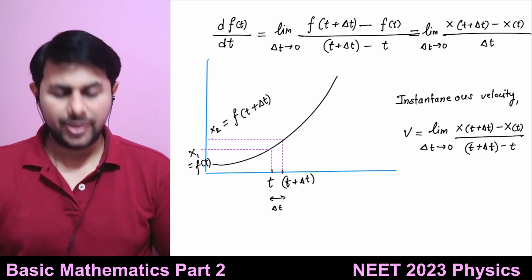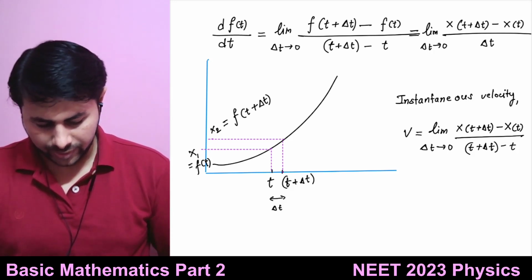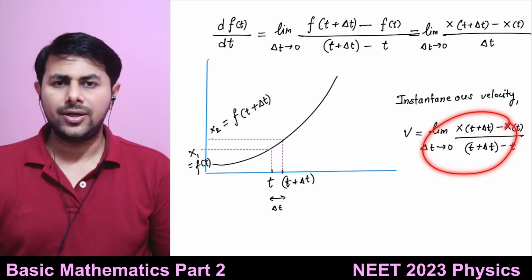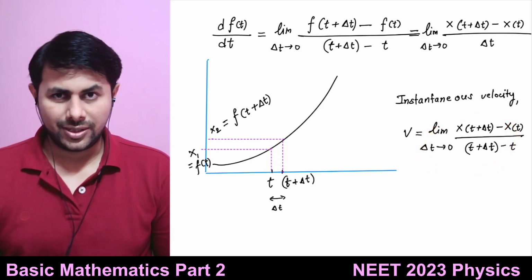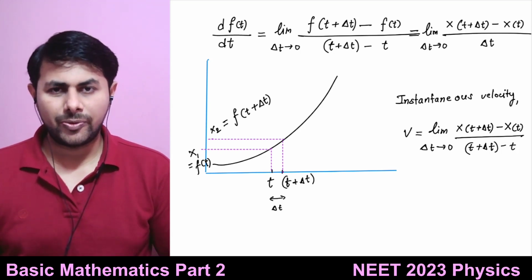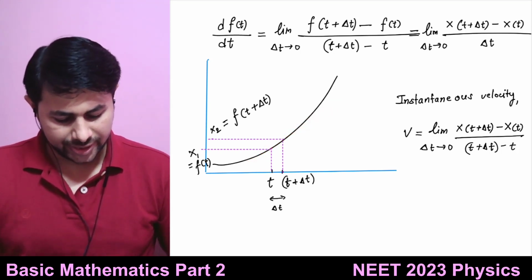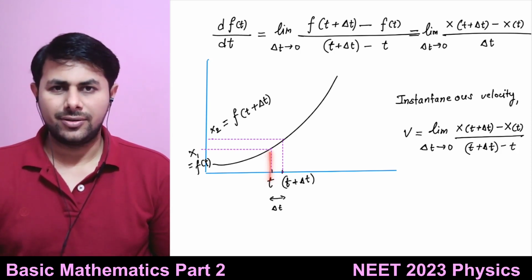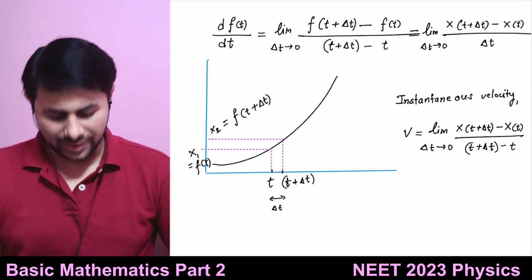Okay, this gives me the velocity, and this thing is called as what? It is called the derivative of position with respect to time. On the graph it gives me what? The slope of the tangent line at this point t.